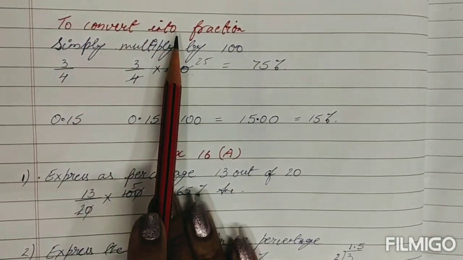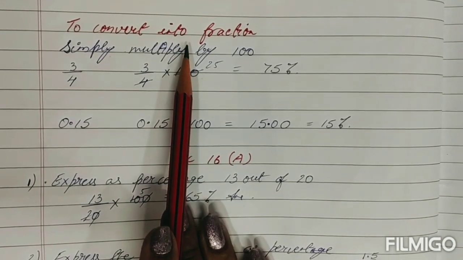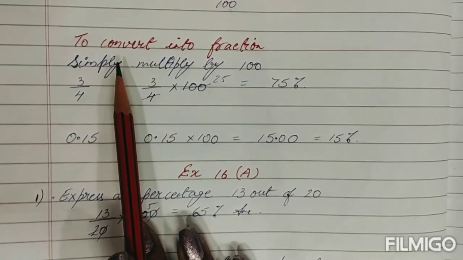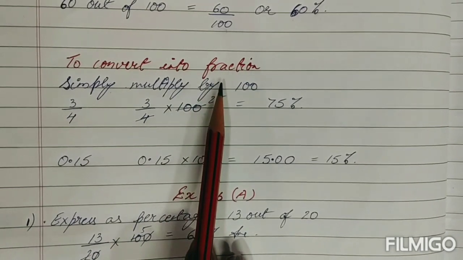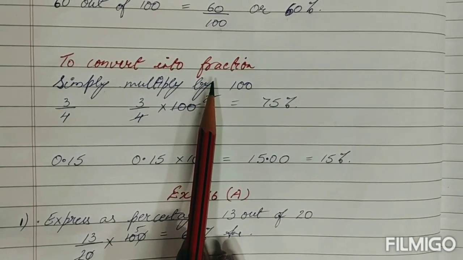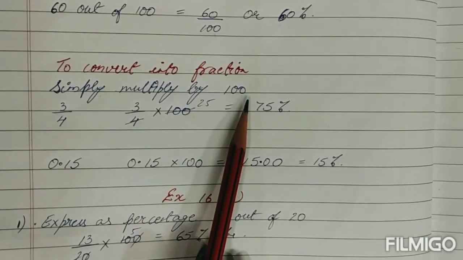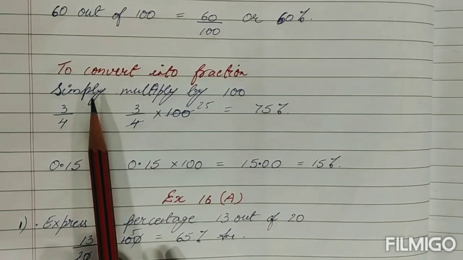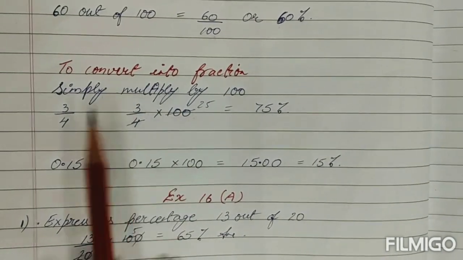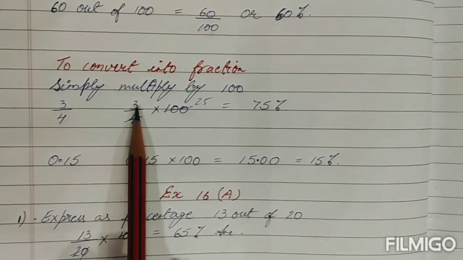To convert into fractions, that means if I have to convert into fractions, then how will I do it? Or in order to convert a fraction or a decimal into percentage, how are we going to do it? We simply multiply by 100. What do we do? We simply multiply any fraction or the decimal by 100. See, I have done it over here.